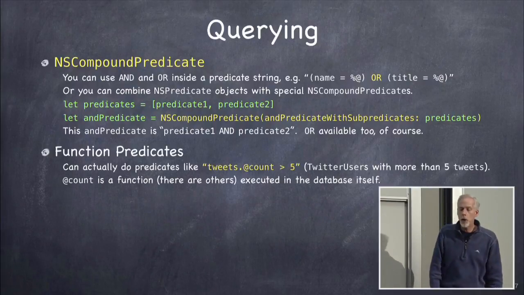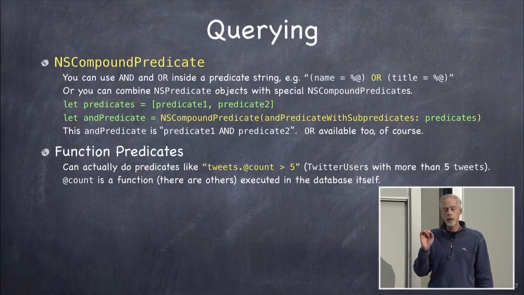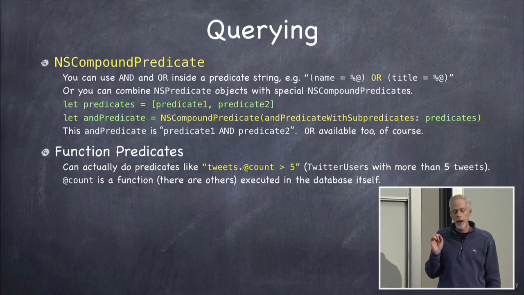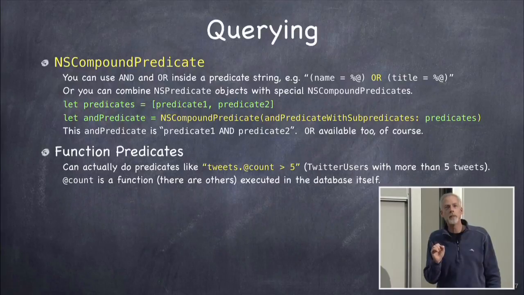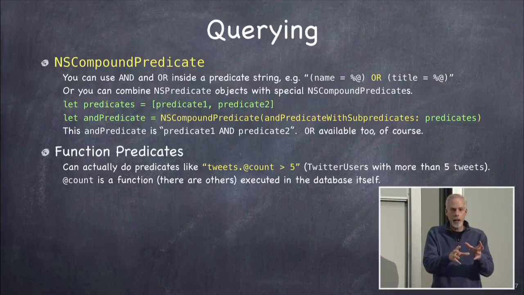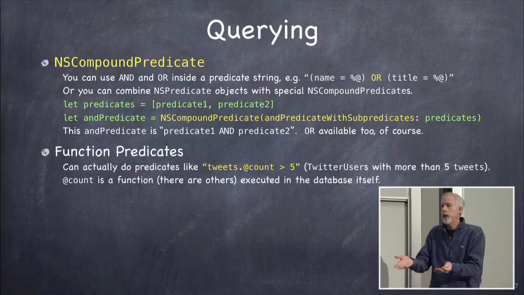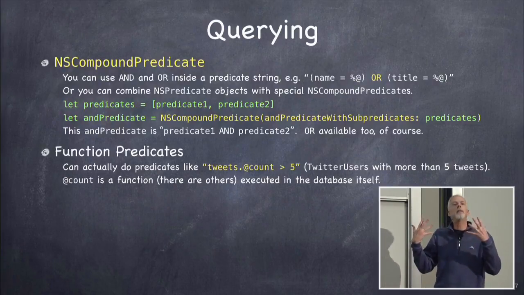All right? There are also function predicates. Now, these are super powerful predicates, and you don't need these for your homework, so don't worry too much about these, but they're cool. You can even have a search like this one, tweets.@count is greater than 5. This is a Twitter user search that finds all the Twitter users who have more than 5 tweets. So @count is actually running kind of a function in the database to go count the number of tweets that this Twitter user has. Again, you'll see all this when you go look at the NSPredicate documentation. It's incredibly powerful. You can see you barely have to type anything in as the format string, and you get these really powerful searches.